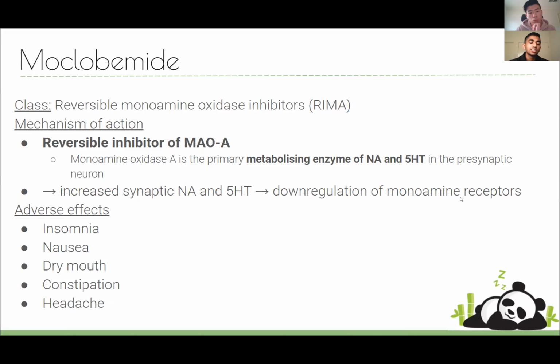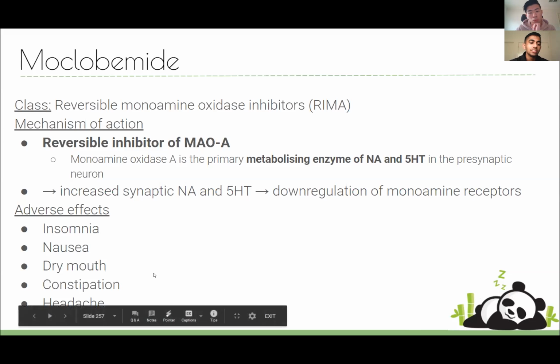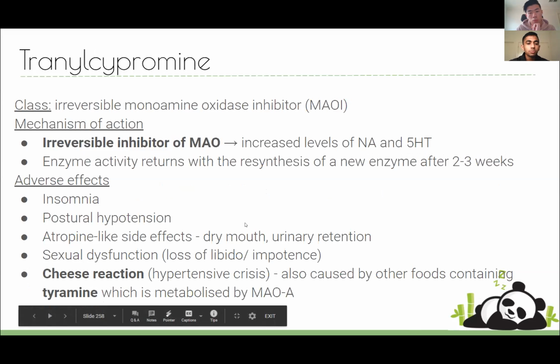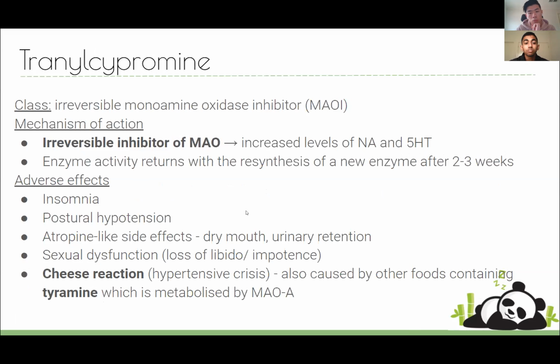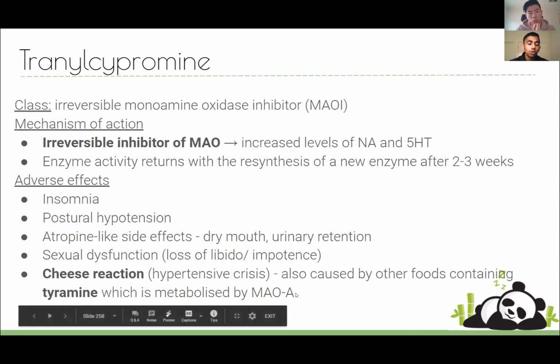Side effects, again, some of those muscarinic ones, nausea, vomiting, all that kind of stuff. Very vague side effects. Phenelzine, as opposed to being a reversible monoamine oxidase inhibitor, is an irreversible monoamine oxidase inhibitor. And it's more long-lasting, basically, and the effects don't wear off until the enzyme is actually resynthesized. And this is actually really important.